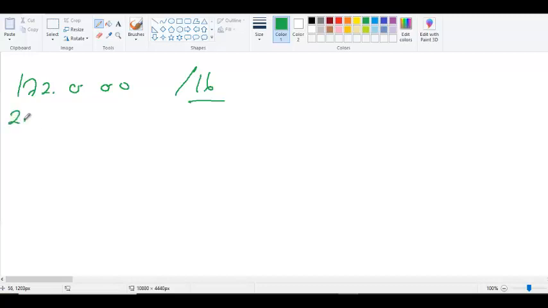Correct. So this is 8-bit, this is 8-bit. 255.0.0, /16. Yeah, so we understood that slash 16 is equal to this. For my convenience, I'm writing like this instead of writing like this.